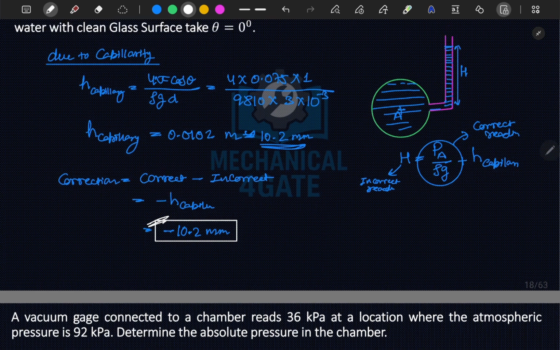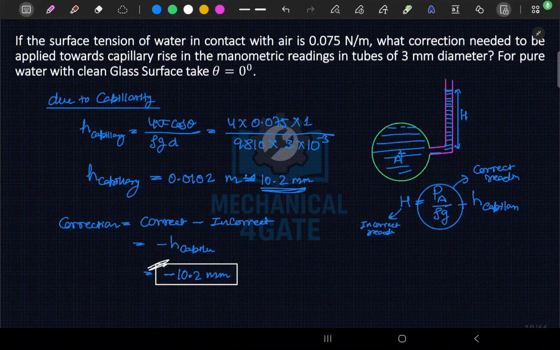I hope you understood this question. With this we are now done with the question section. In the next session we will start our next chapter, that is pressure and its measurements. Thank you.